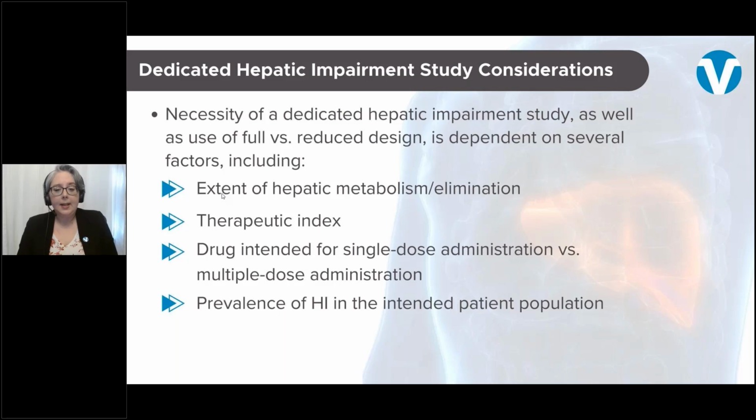The other thing to take into consideration is the prevalence of hepatic impairment in the intended patient population. This can influence the decision to utilize a population PK approach, because you could use data from the phase 2-3 studies in lieu of a full dedicated hepatic impairment study. And of course, it would be dependent on having enough patients enrolled in your study.